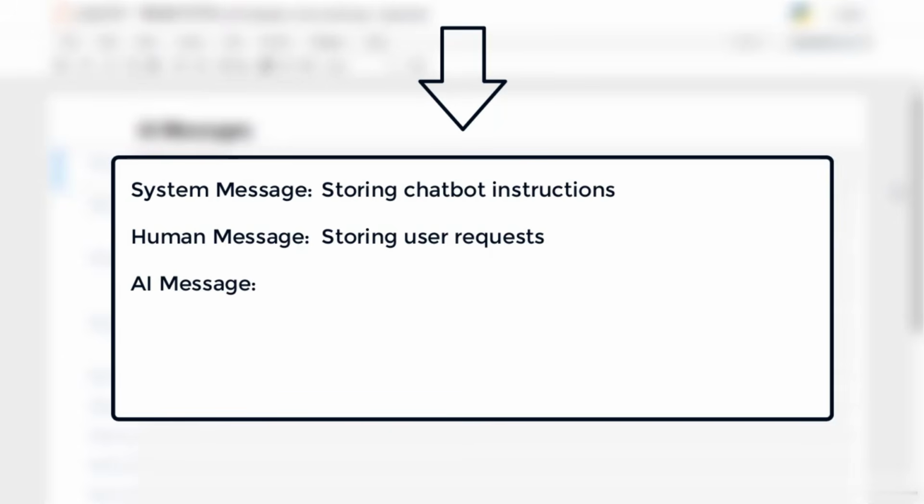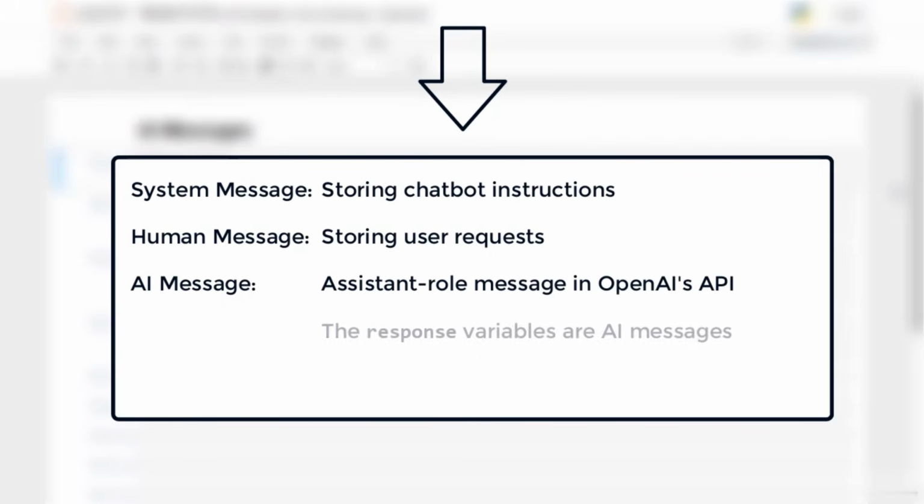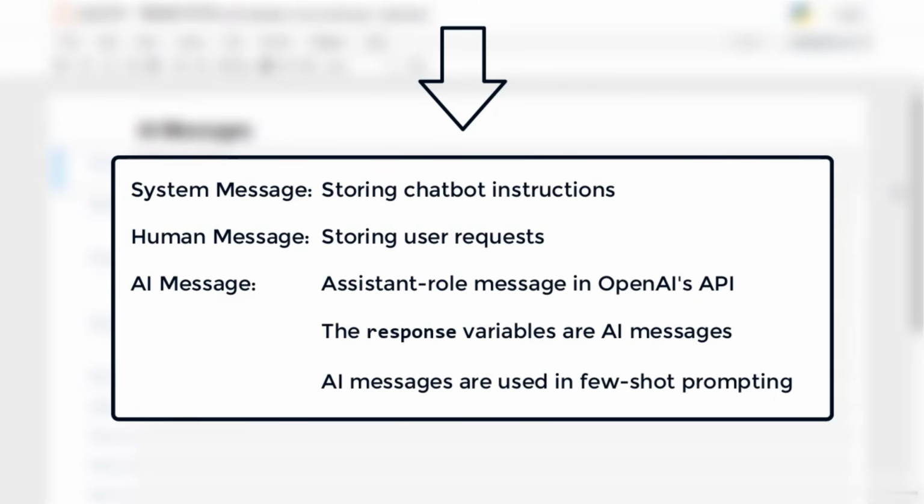Recall that you've already encountered it as an assistant role message in OpenAI's API. Remember that our response variables were also instances of LangChain's AIMessage class. So, AI messages are ones generated by the model. They can also be used in few-shot prompting.